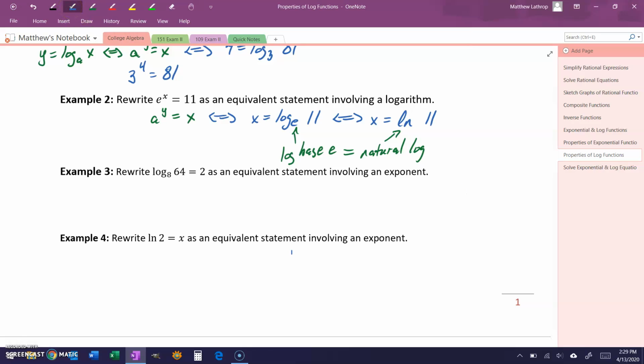We can also take a log function and translate it into an exponential. What we do is take whatever the base of that log is, so in this case it's base 8, raised to the exponent on the other side, set equal to 64. In example 4, we have ln of 2, which again is the log base e of 2, is equal to x. So we can take that base of e raised to the value on the opposite side of the equation, set equal to 2, and we've translated that log statement into an exponential statement.